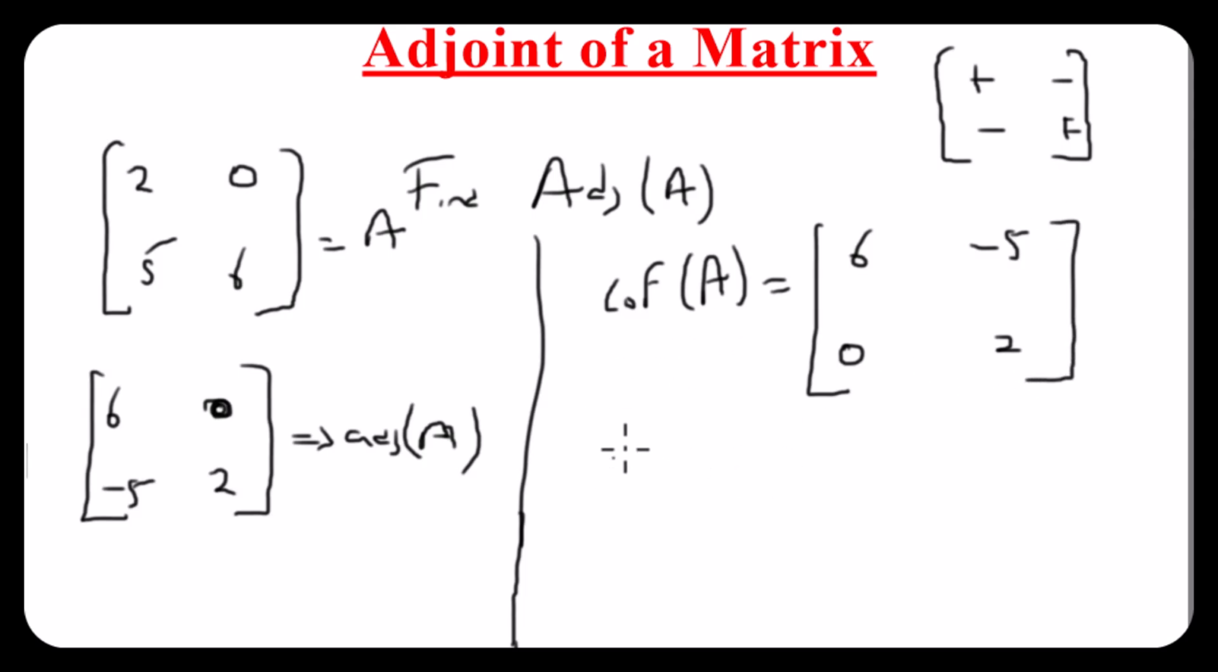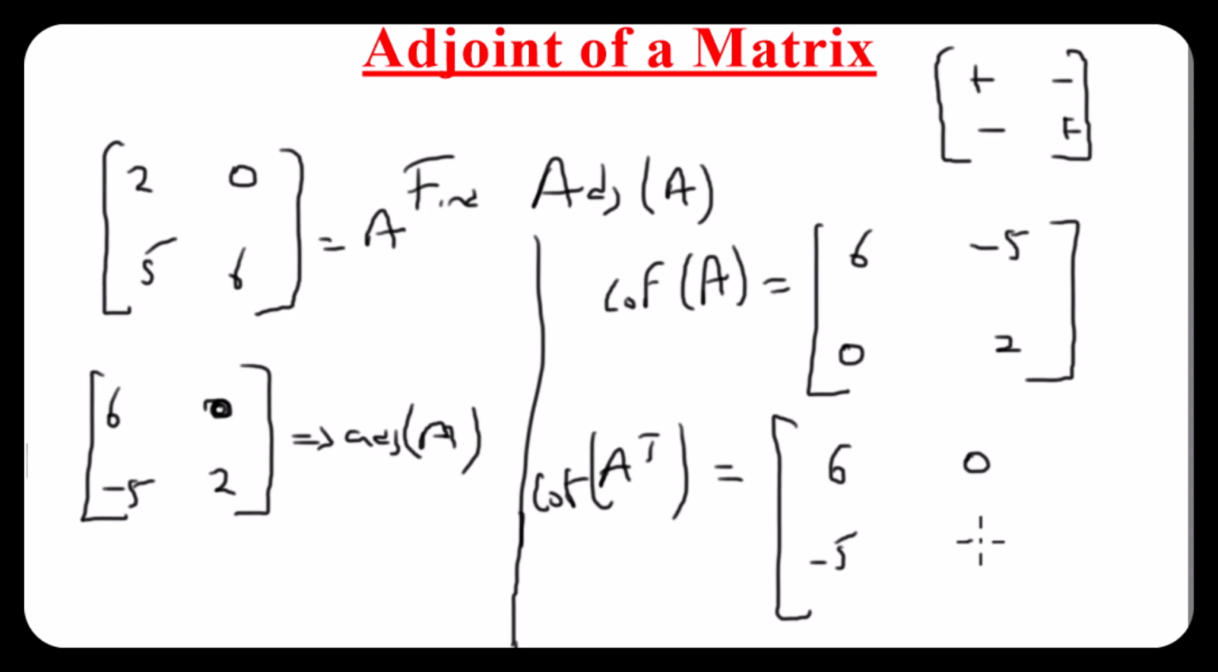Then find the transpose of this matrix. So transposing the cofactor, interchanging the rows and columns, this is 6, -5, and then this is 0, this is 2. So this is what I have. You can see the shortcut gives 6 0 -5 2, and the long method gives 6 0 -5 and 2. So same answer. So this is how we find the adjoint of a 2 by 2 matrix.